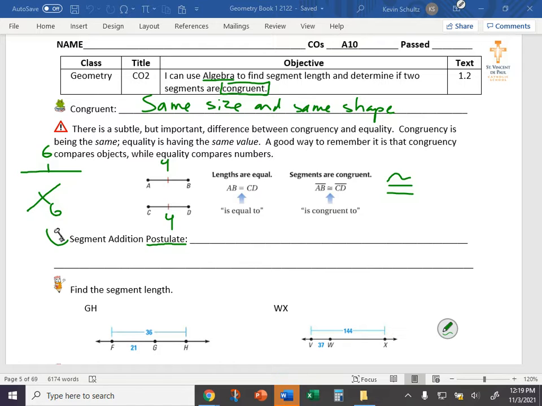So the congruency marking for a side length or a segment length is that line going through the center. That's the labeling for congruency. All great questions, Drake. Thank you. Anyone else have labeling questions?